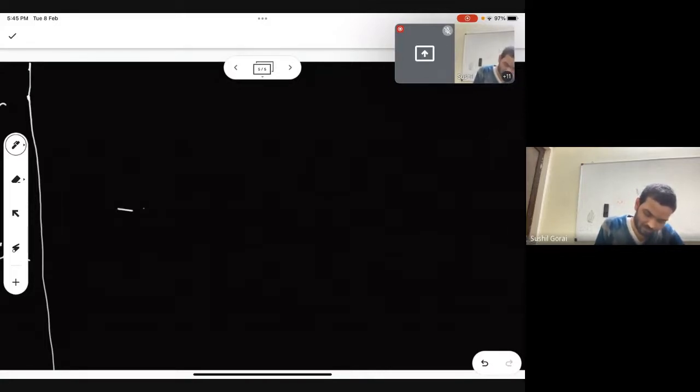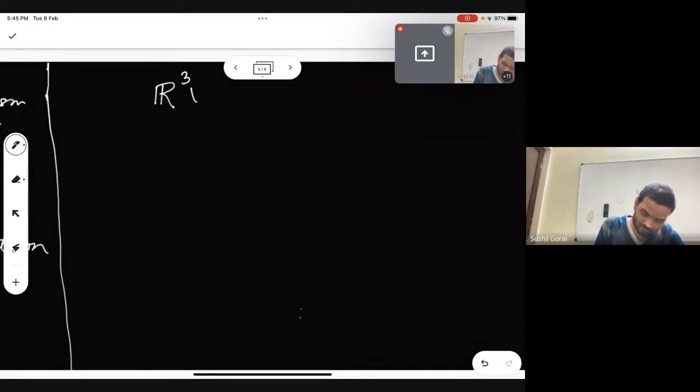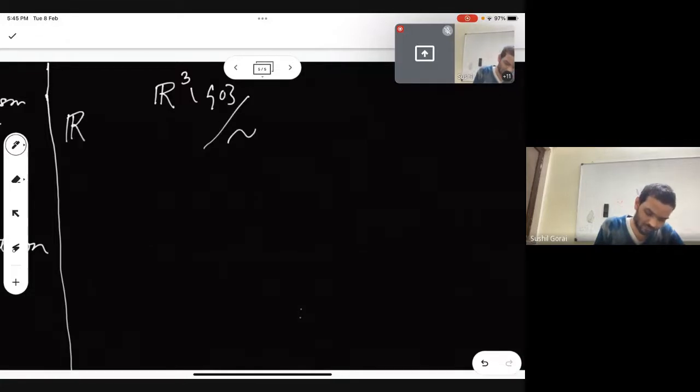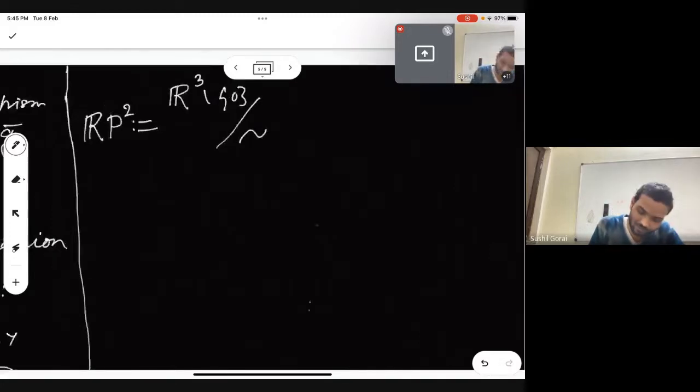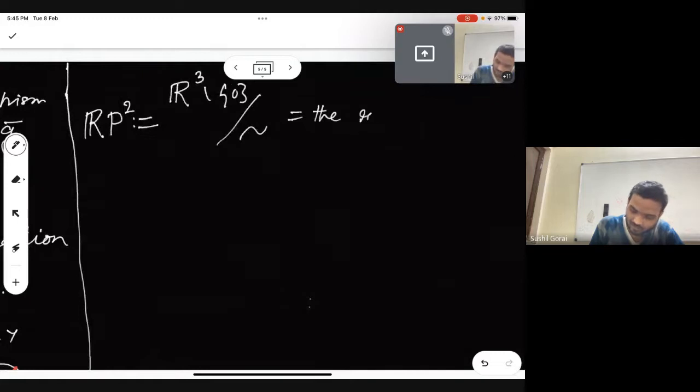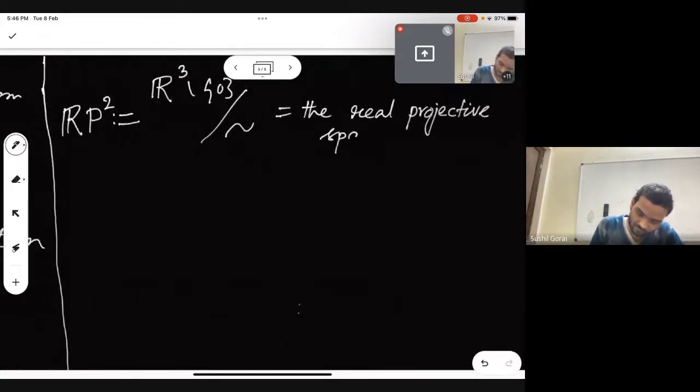All right. So I will not use S. I will just use this one and take the quotient with this one. It has a name: RP2. The name is the real projective space of dimension 2.